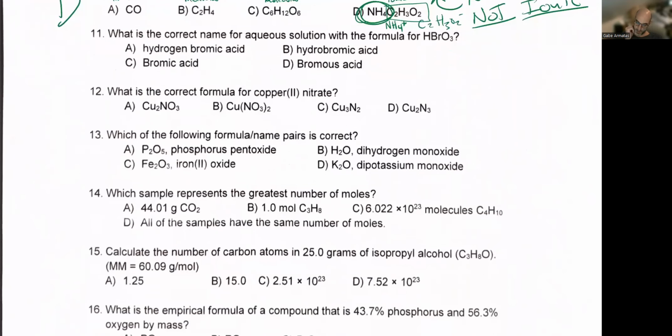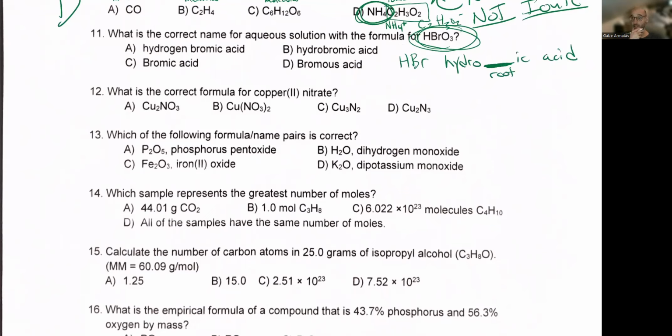Moving on. What is the correct name for an aqueous solution with the formula HBrO3? Okay, so H, this is helpful. H indicates that it is in fact an acid. So all of these are acids and all of our names are in fact acids. Okay, so HBrO3, I do have the naming scheme. So for HBr, we're going to use that one. It's always going to be hydro, we're going to use the root, ic acid. So hydrobromic acid.